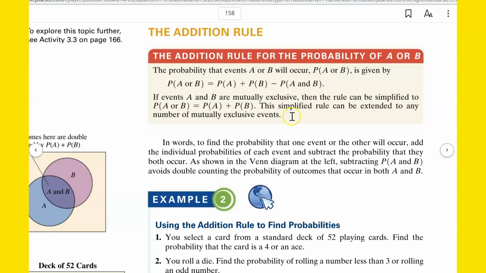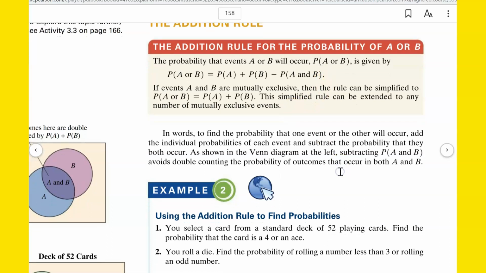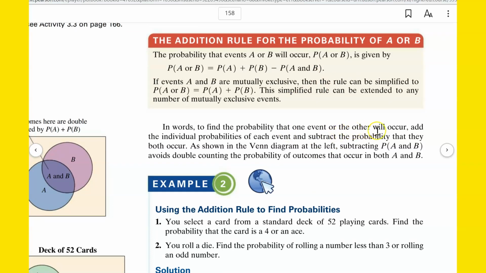All right? In words, to find the probability that one event or the other will occur, you add the individual probabilities of each event and subtract the probability that they both occur. As shown in the Venn diagram at the left, subtracting probability of A and B avoids double counting the probability of outcomes that occur in both A and B.